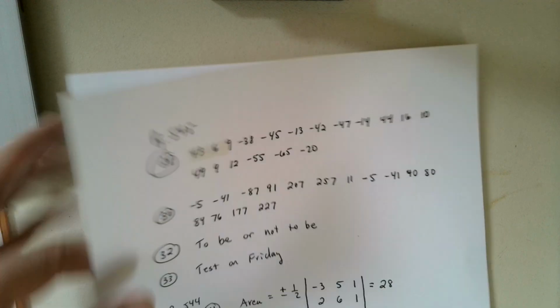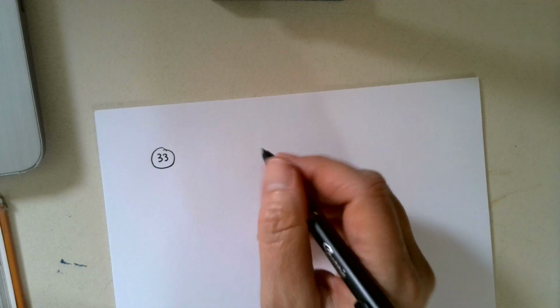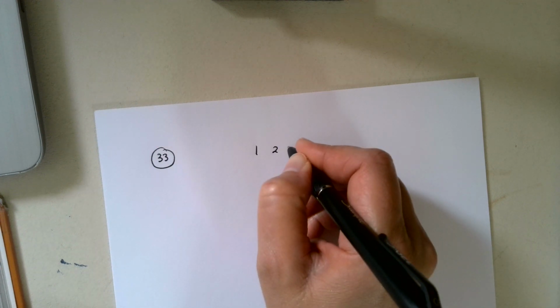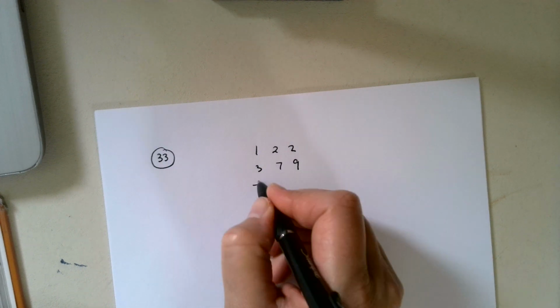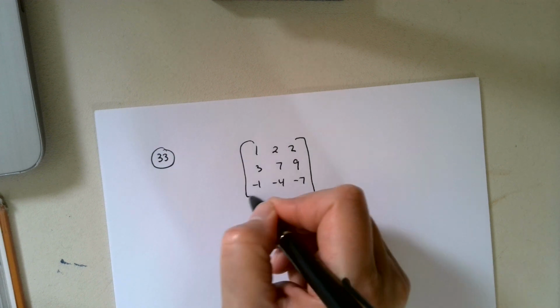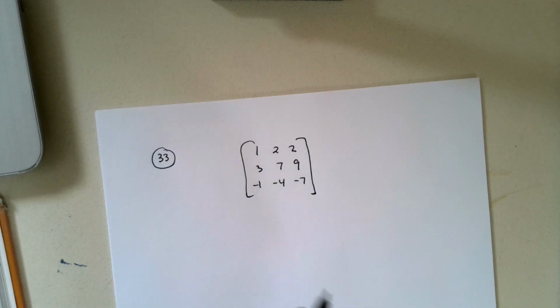And I want to look at one more, just again setting up. Number 33, you had your secret message, and your encode matrix was 1, 2, 2, 3, 7, 9, -1, -4, -7. And it is a 3 by 3, so you needed to group your secret message into 1 by 3s.